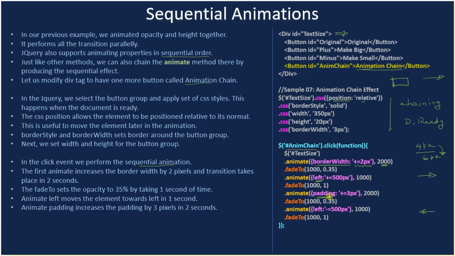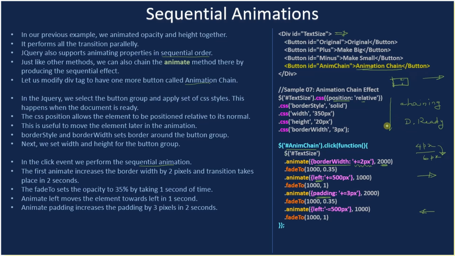After that, we are applying the padding. Padding is nothing but the distance between the element and its margin. Again, read our CSS course to know more about it, or Google it. Next, once again, we are doing the fade, right? We are making it transparent, and then we are restoring it back to the original position. Then fade to, we are setting it to 1.